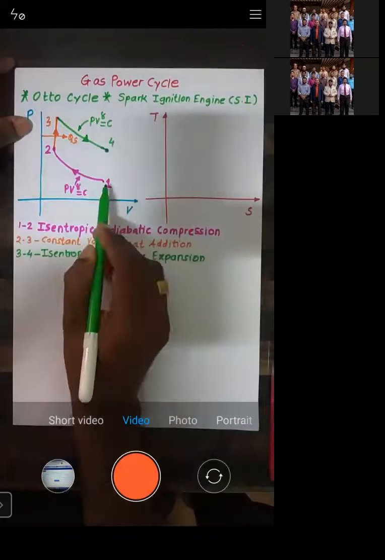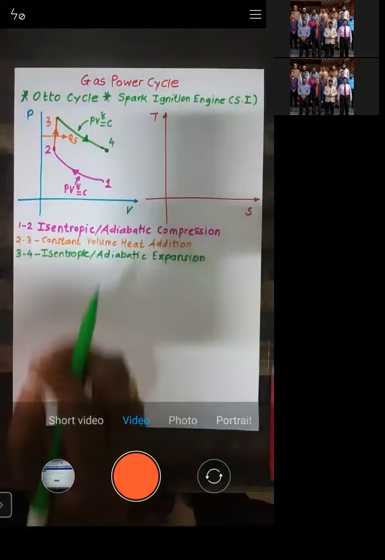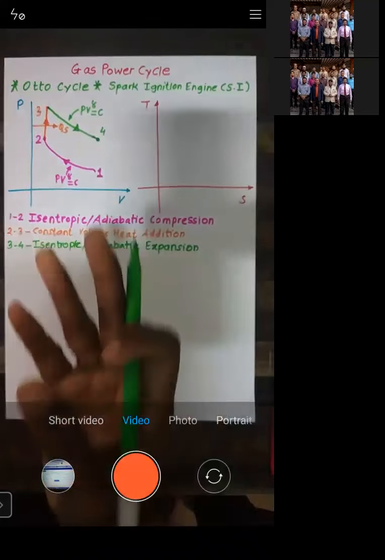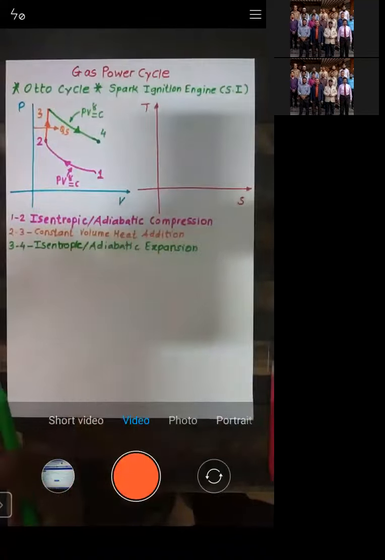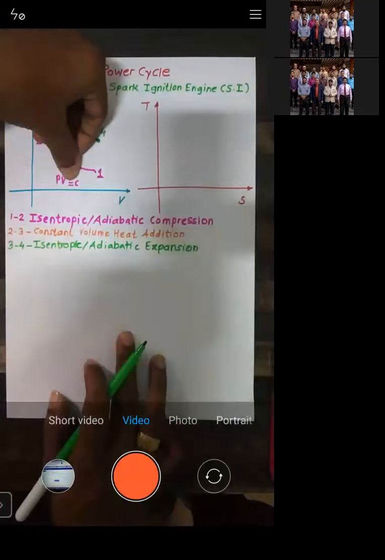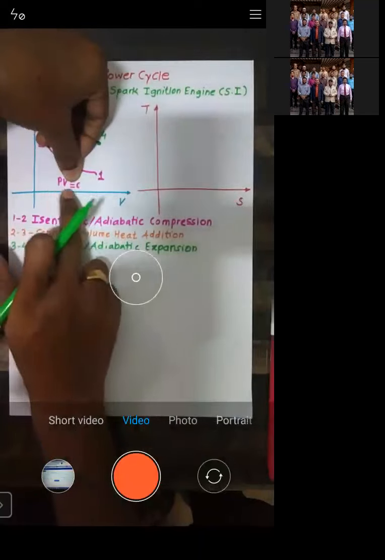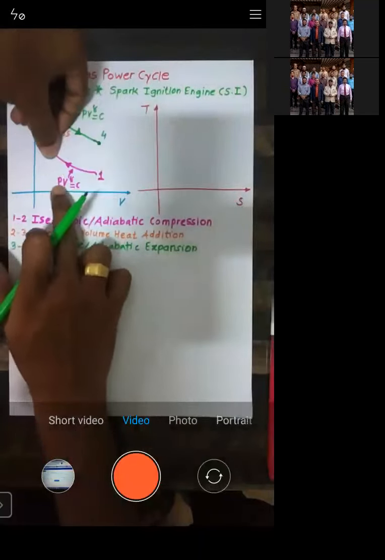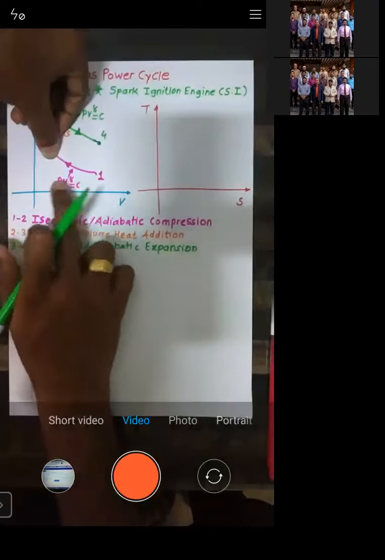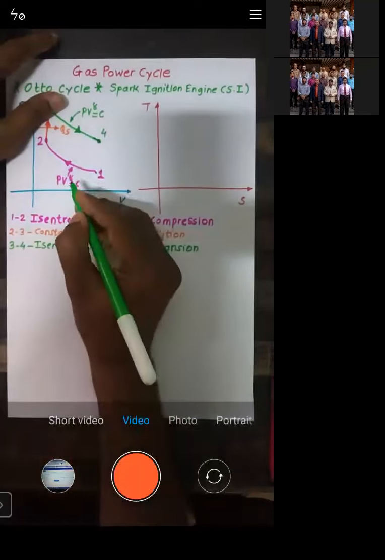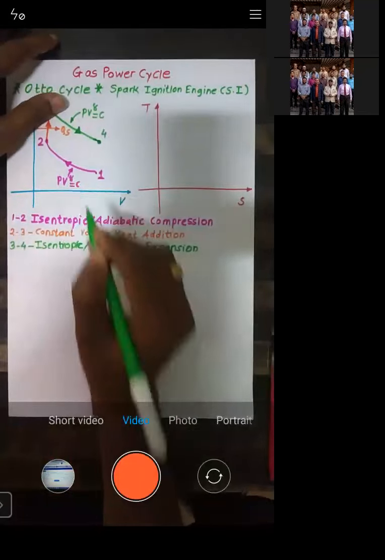But this is not the case with 1 to 2 or 3 to 4. So we have only three options: either isothermal, adiabatic, or polytropic. Now see, if the law is PV is equal to C, it's isothermal. If PV raised to power gamma is equal to C, it's adiabatic. And if we have the law PV raised to power n is equal to C, it's polytropic.